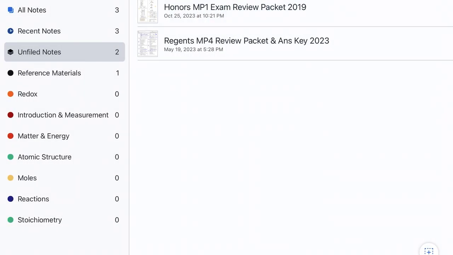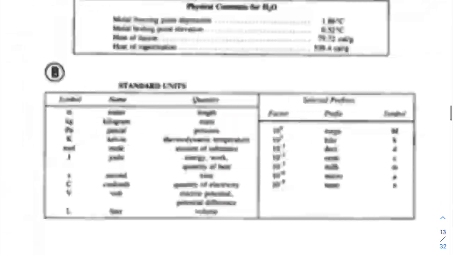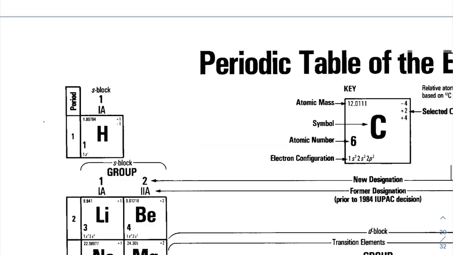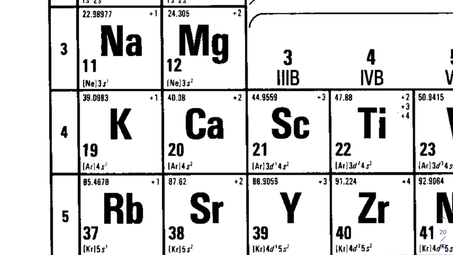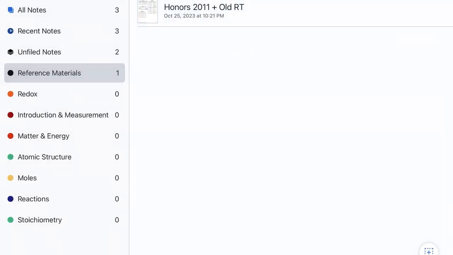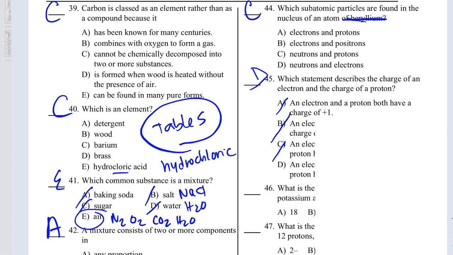What is the number of electrons in a potassium atom? Okay, so let's go to the periodic table. All right, potassium. So if I have 19 protons, I would have 19 electrons. So it should be 19, wrong one.